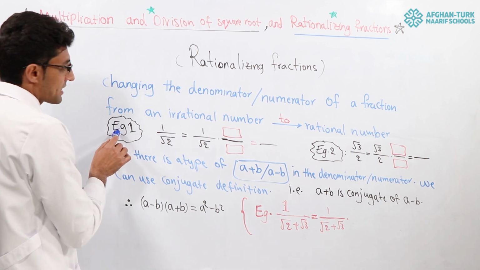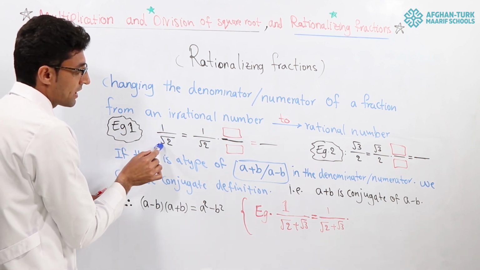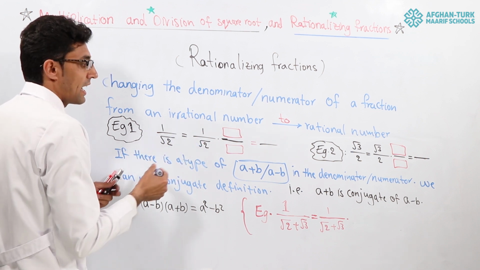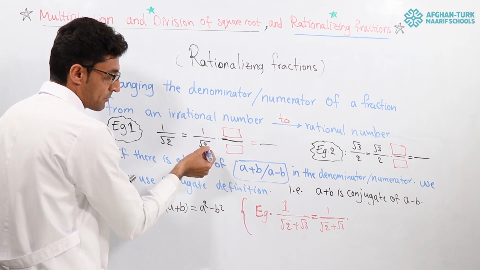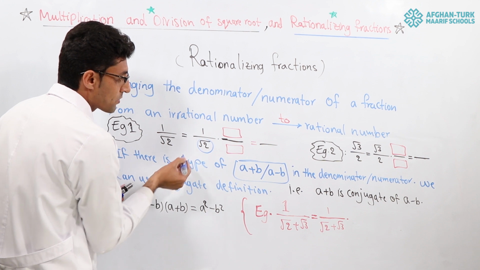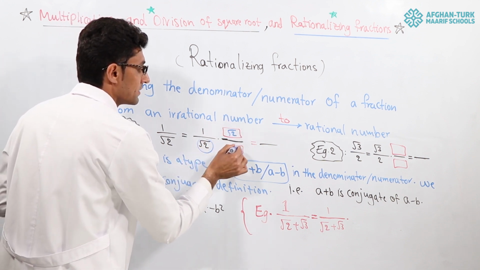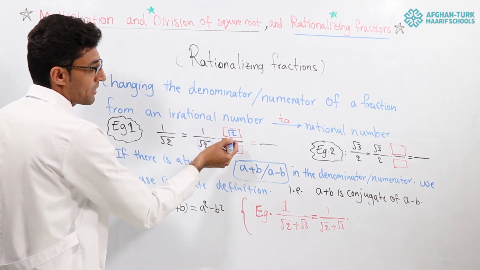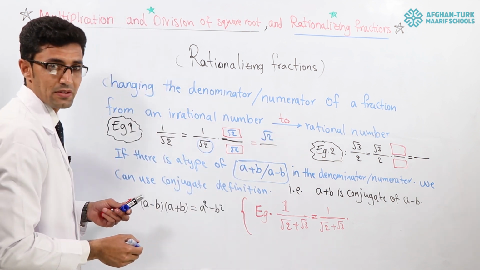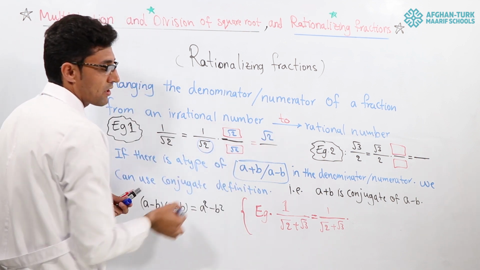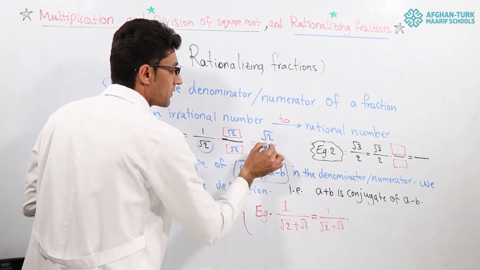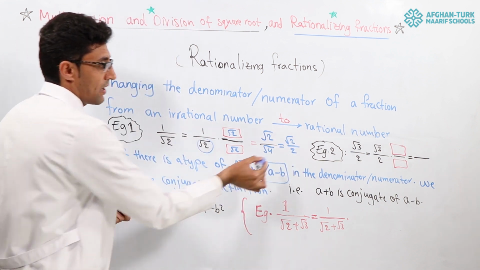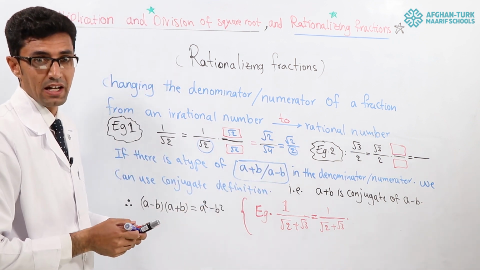Okay? There are two examples. Example 1: 1 over the square root of 2. How can we change it to a rational number? I write it first. And then I multiply this fraction by the square root of 2 over the square root of 2. It's very simple. Now I multiply. 1 multiplied by the square root of 2 is the square root of 2. The square root of 2 multiplied by the square root of 2 is the square root of 4, which is 2. So we get the square root of 2 over 2. Now we see that this is a rational number.